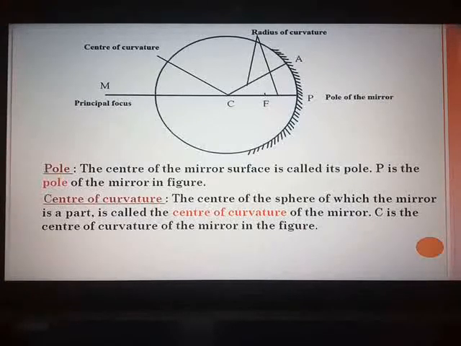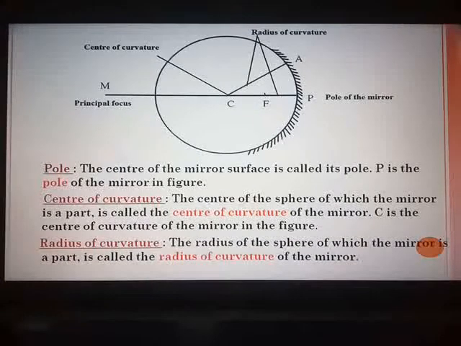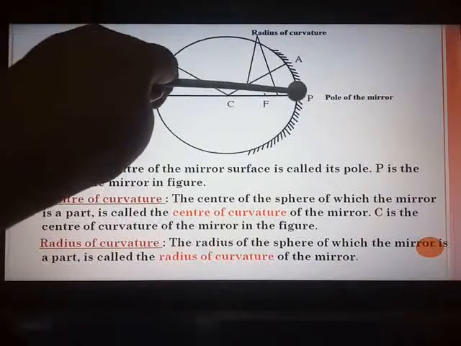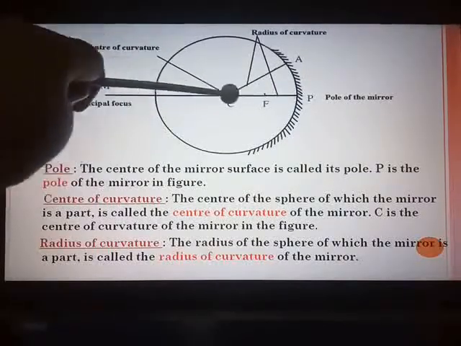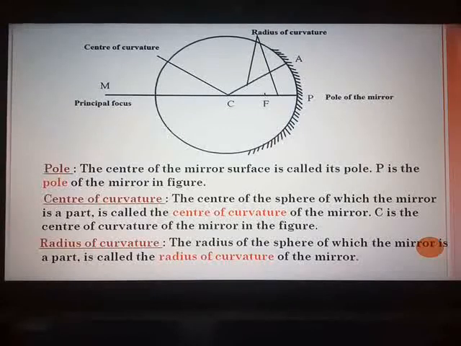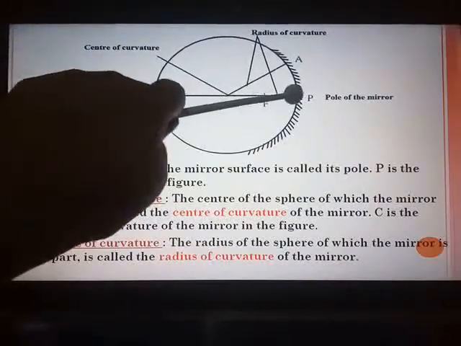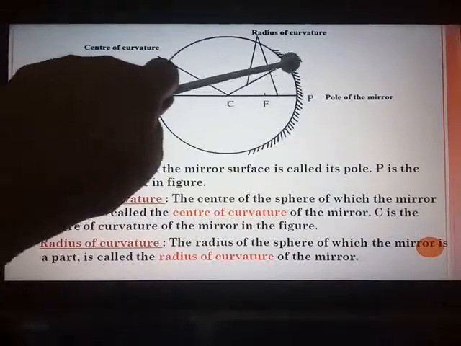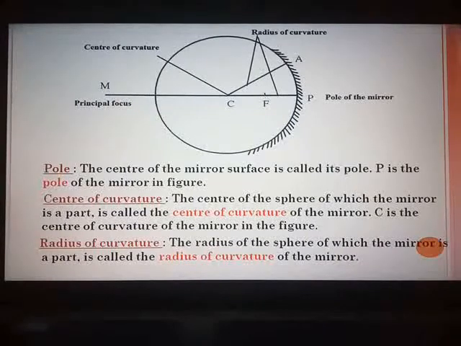Third is the radius of curvature. In geometry, you have studied about the radius of a circle. In order to draw any circle, you should have a radius. So here, the radius of the sphere of which the mirror is a part is called the radius of curvature. In short, it is the radius of this circle, nothing but the radius of this spherical mirror. And you can see over here CA or CP, which is the radius of your normal circle, that is the radius of curvature.